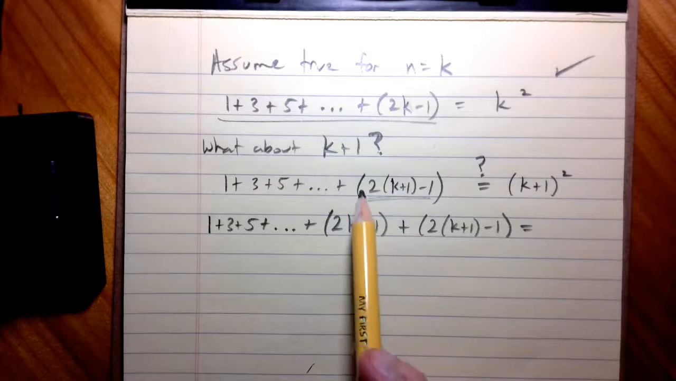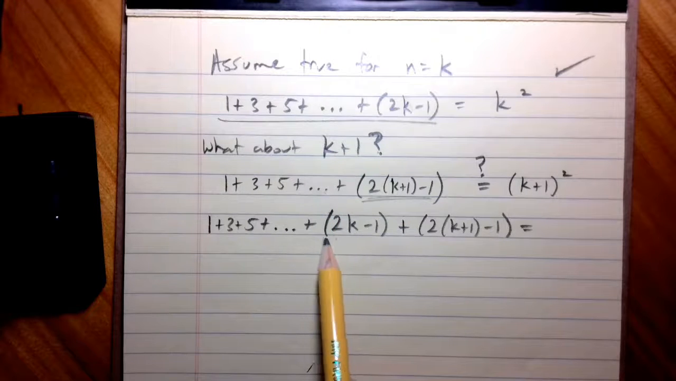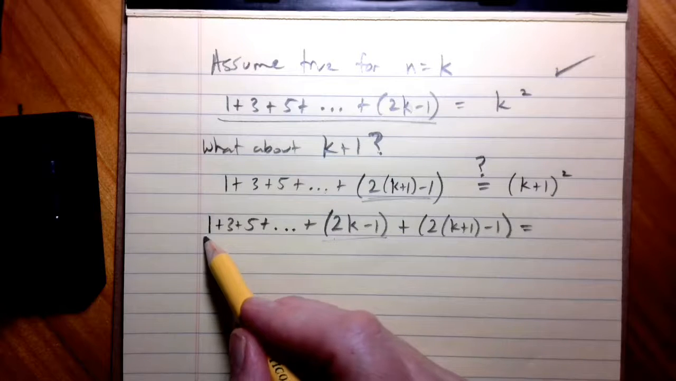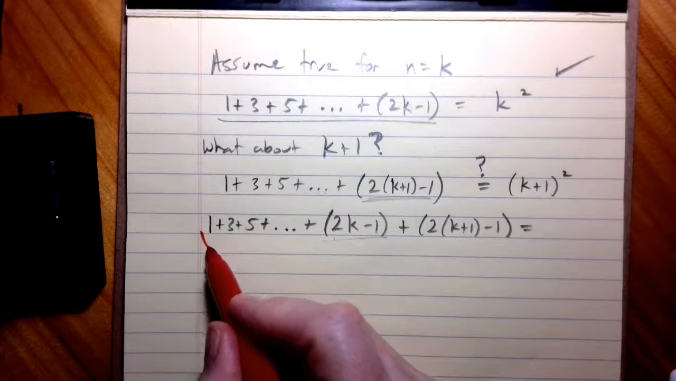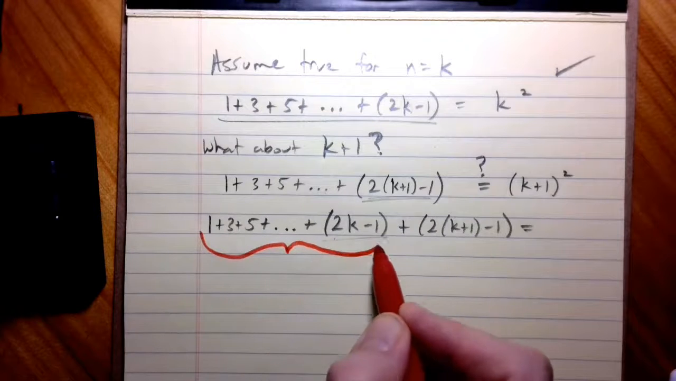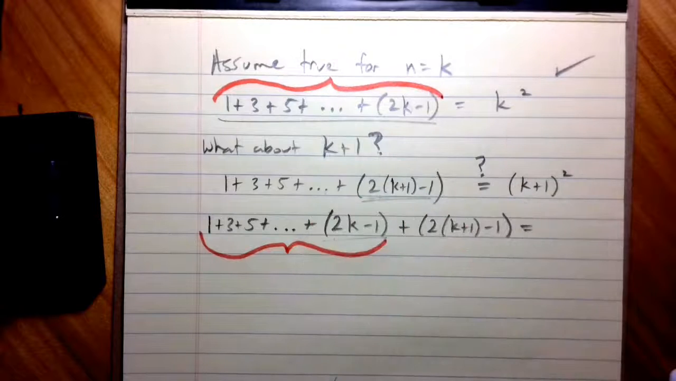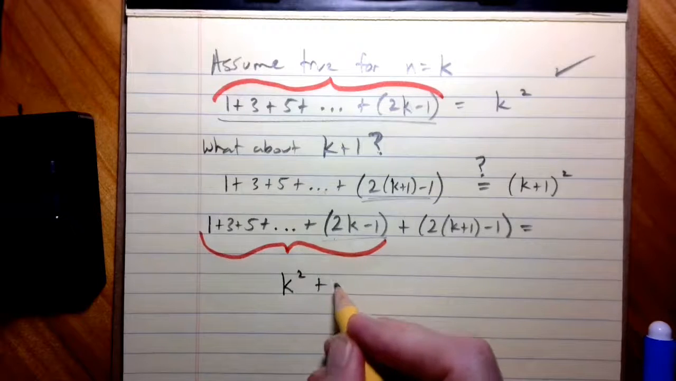Okay, so I'm just sort of undoing some of these dot, dot, dots, and I'm putting one more value in, 2k minus 1. You might see that, hey, this whole part here is the same as this part from our assumption. So I'm going to replace all of that with k squared.